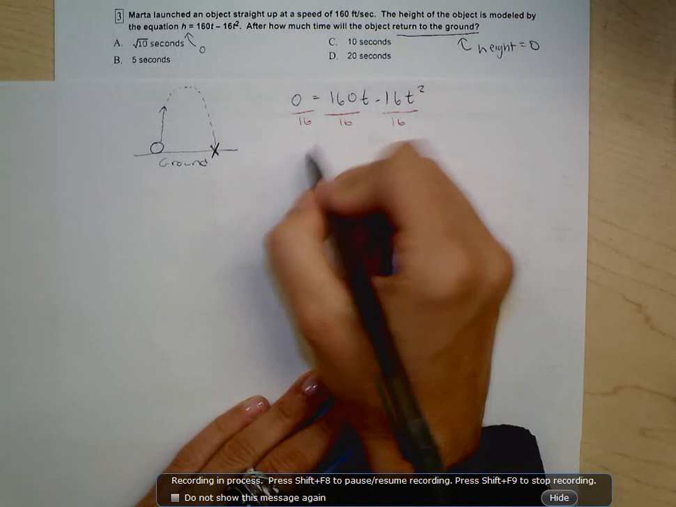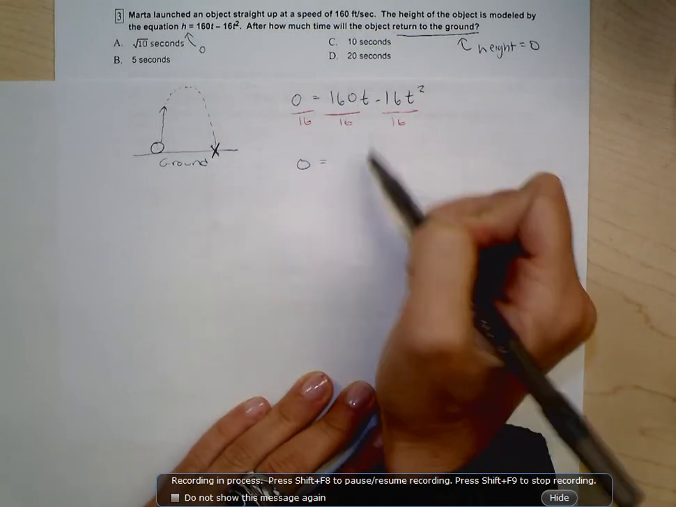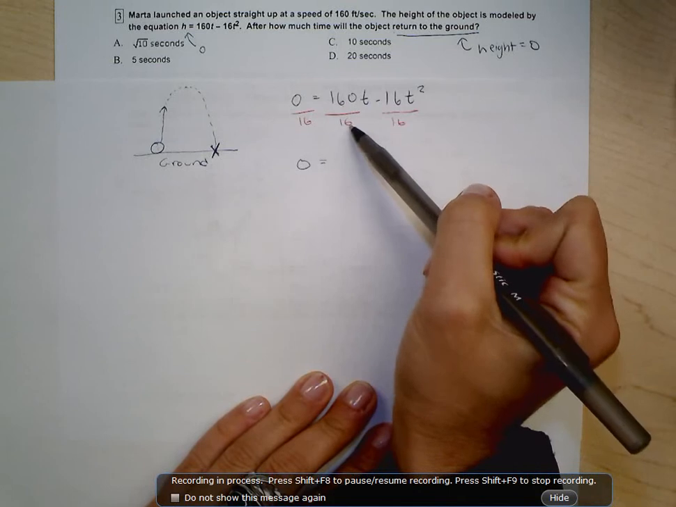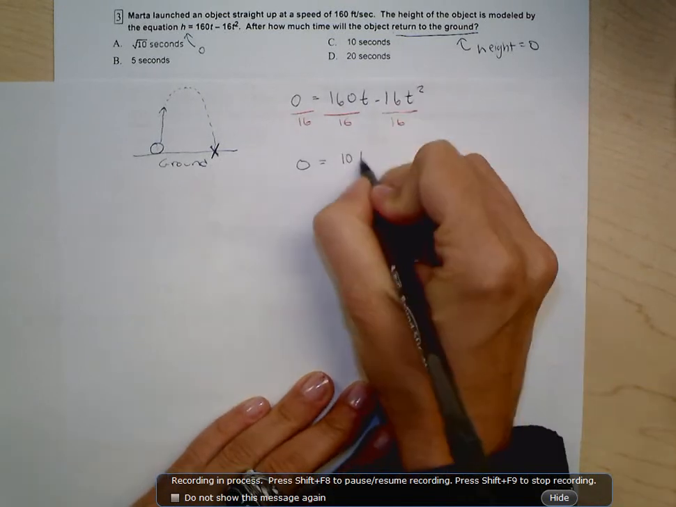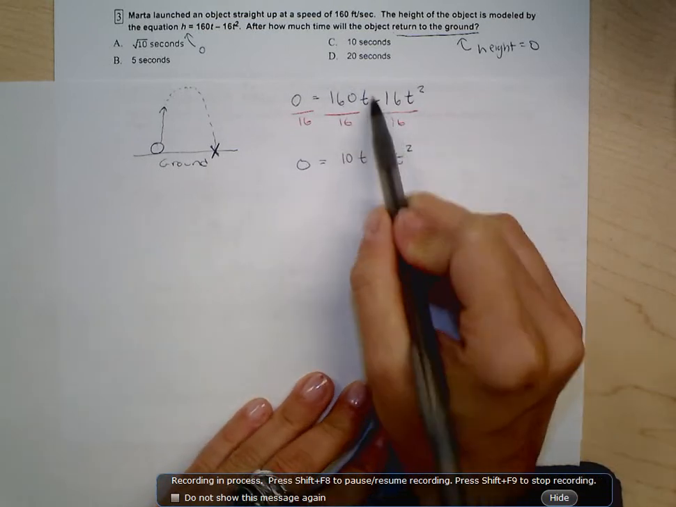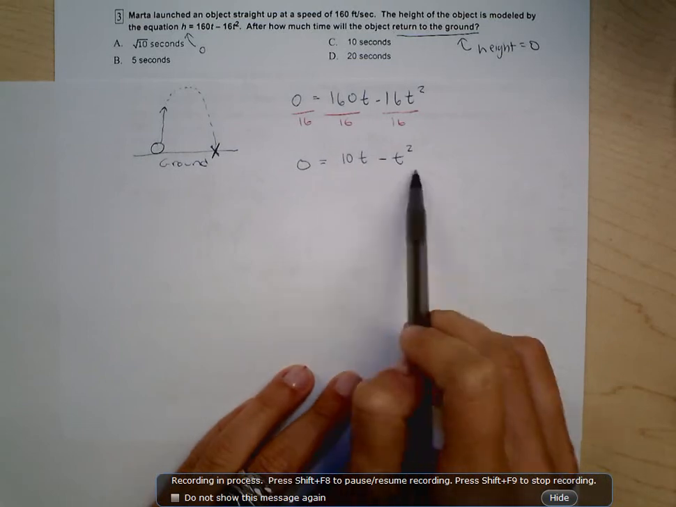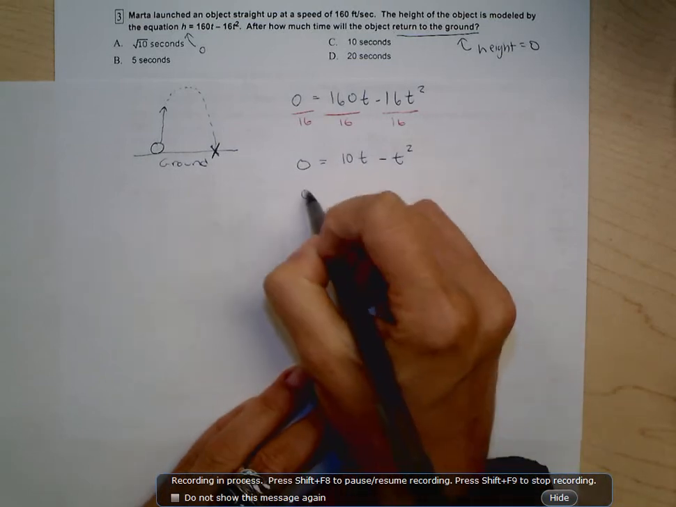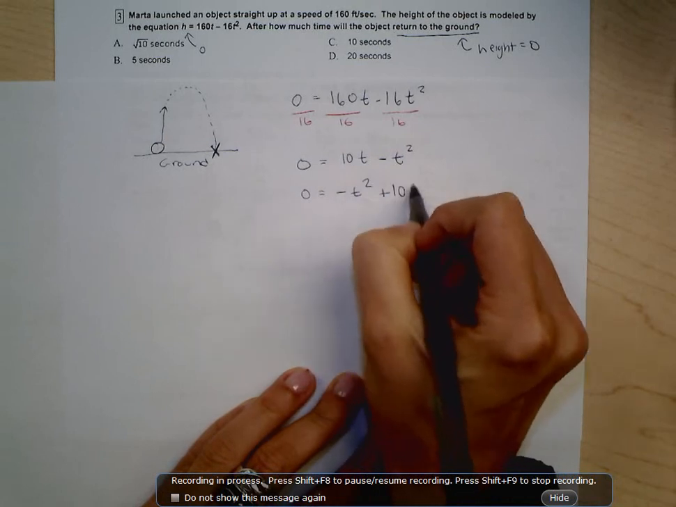So 0 is equal to 160 divided by 16. I know 16 times 10 is 160. So I'm going to have 10t minus 1t squared. Don't forget that this is still a minus here. This is still a negative 1. I'm going to rearrange this so it's easier for me to see. This is the same thing as 0 is equal to negative t squared plus 10t plus 0.